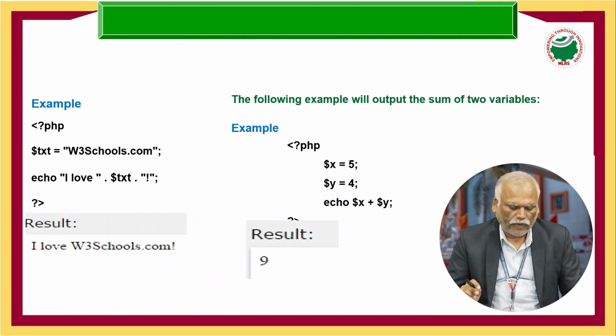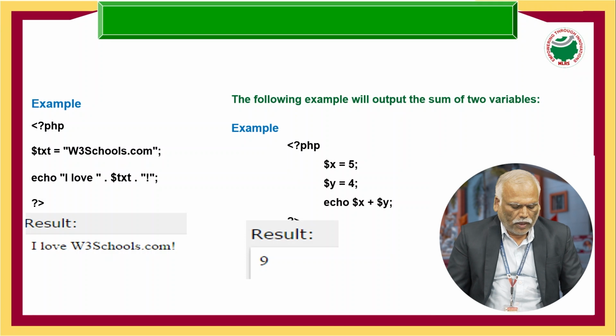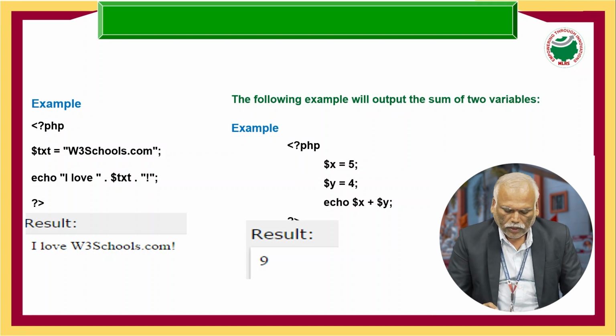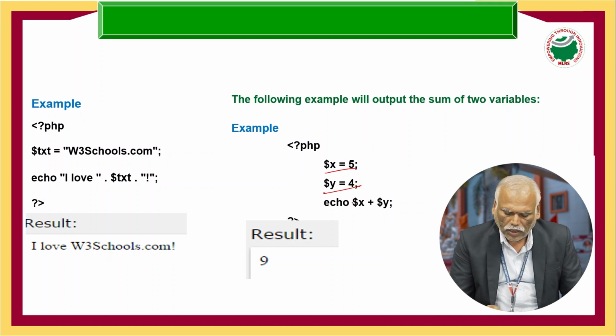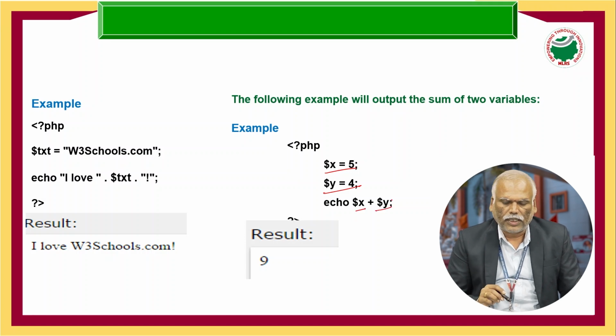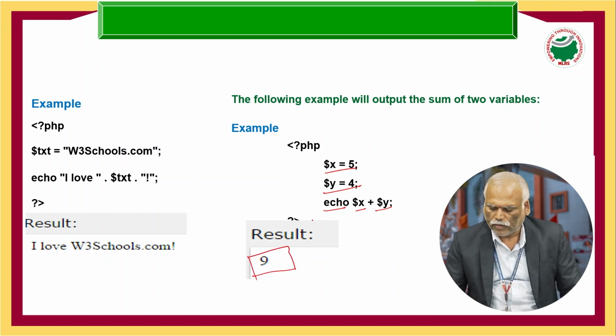There is also another way of displaying, using print statements. In this example, values are assigned to the variables $x and $y, and an operation is done on these two variables to perform addition. The result will be displayed in the output by using the echo statement. This is the output for this code.